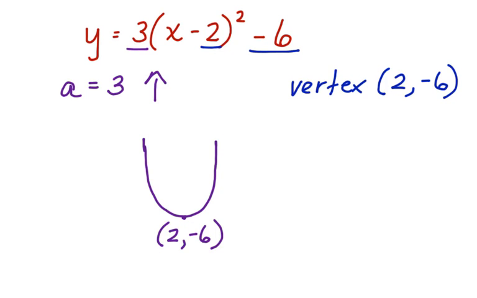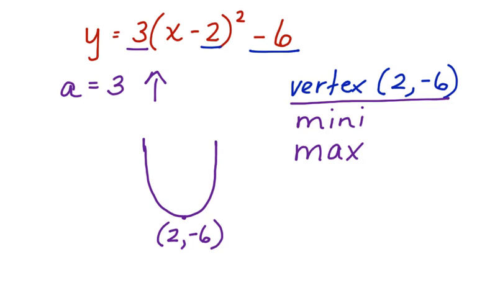Using the vertex form of an equation, you can figure out the vertex and whether or not the parabola opens up or down, determining whether your vertex is a minimum point or a maximum point on the parabola.